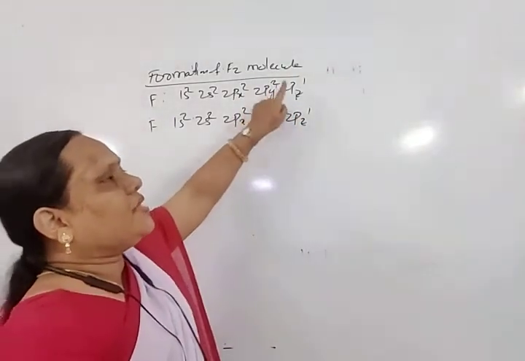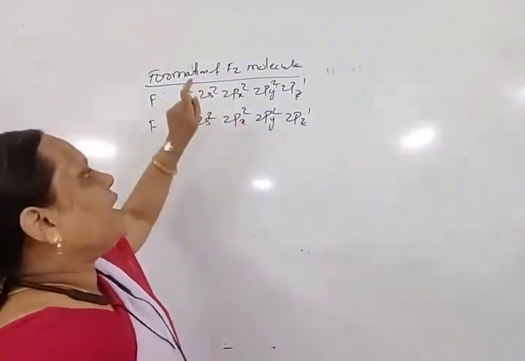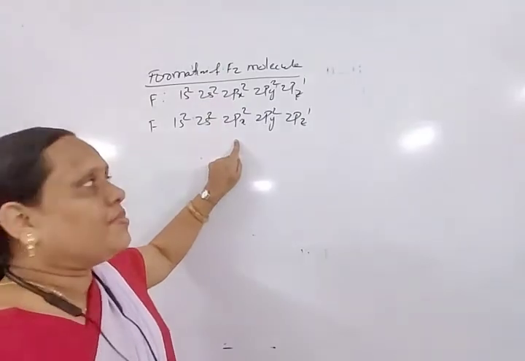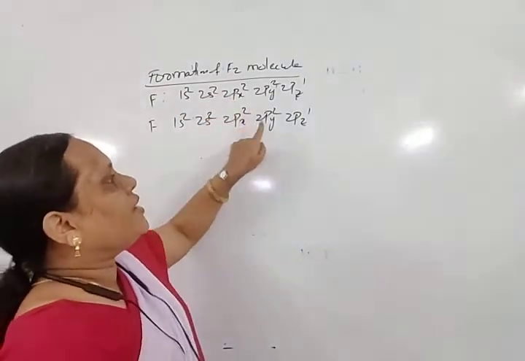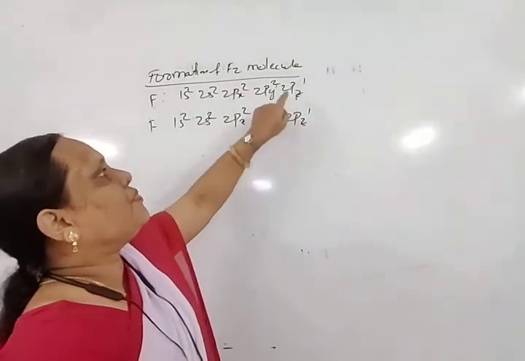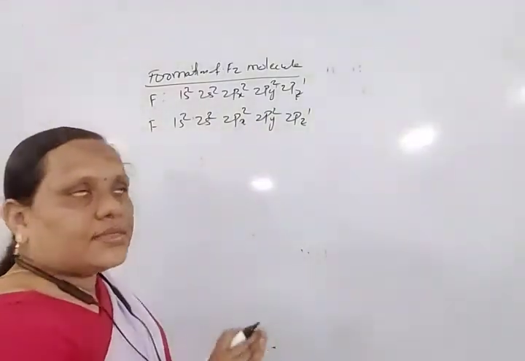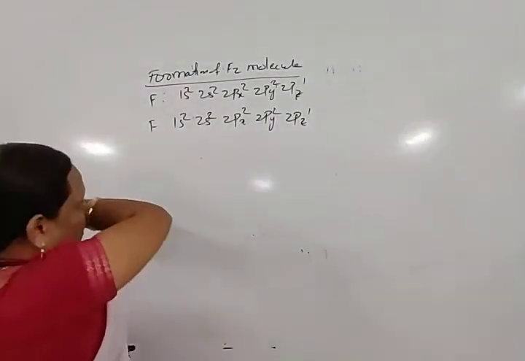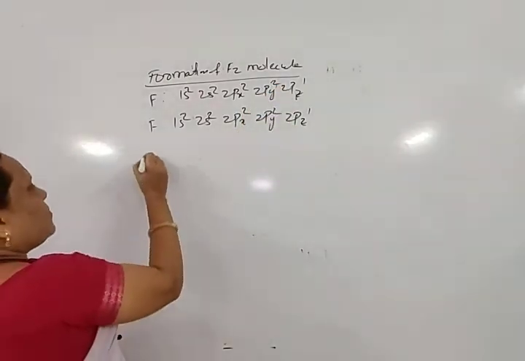Here, pz overlaps with pz, py overlaps with py, and px always overlaps with px. No overlapping takes place between px and py or pz, or py with px or pz, or pz with px or py. Okay, this is symmetrical, so overlapping takes place in a symmetrical way. So pz and pz in this way.